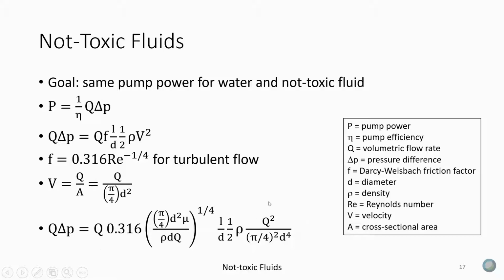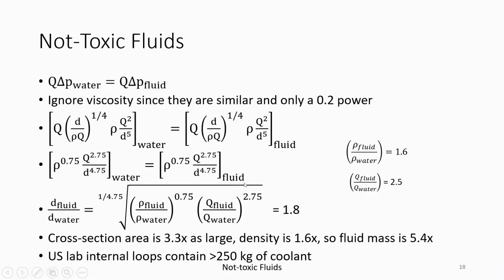And so volumetric flow rate times delta P in a line is just 1/2 L over D, 1/2 rho V squared times the friction factor. Assume we've got turbulent flow. We run through the math and we find out that Q delta P is this expression. And so what we're going to try to do is to keep this the same going between water and a non-toxic fluid.